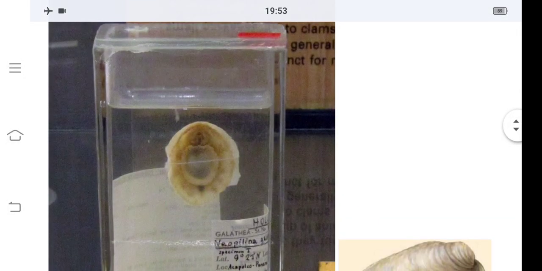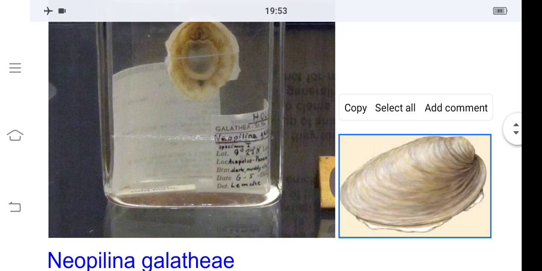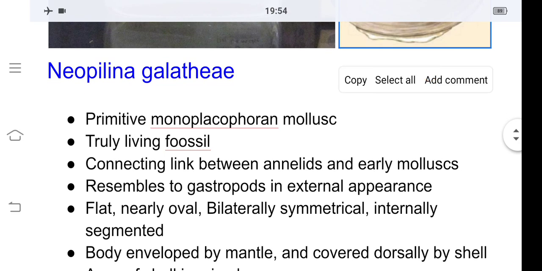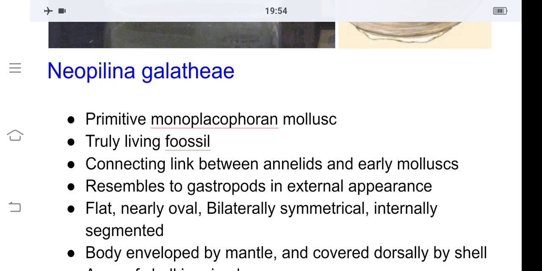It's a picture of Neopilina galatheae, an example of class Monoplacophora. It's a dorsal view and second pic, a ventral view. Next we can discuss Neopilina galatheae. Neopilina galatheae is a very primitive monoplacophoran mollusk inhabiting the great ocean depths. Very little is known about its biology due to its deep sea habitat. It is truly a living fossil that forms a connecting link between annelids and early mollusks.